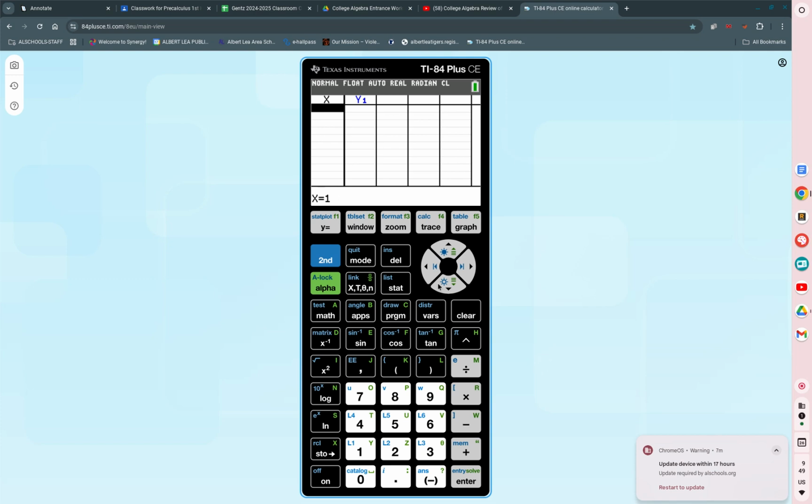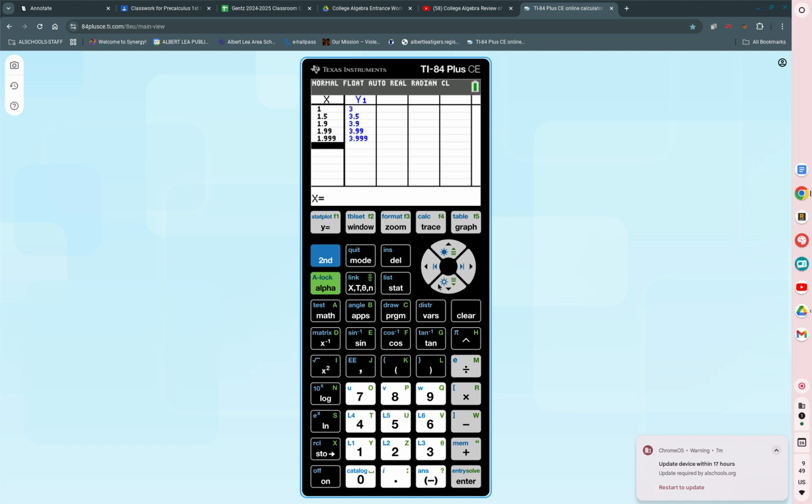Good. Then 1.5, then 1.9, 1.99 or 1.995, sure. Anything that's getting you closer. And as I type this in, it appears to me that the y value is definitely approaching 4.